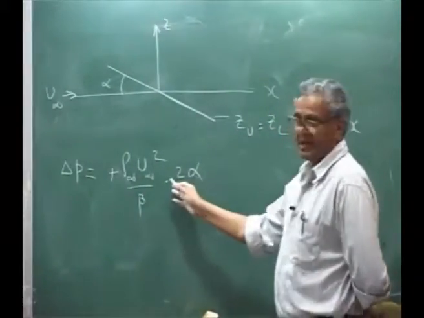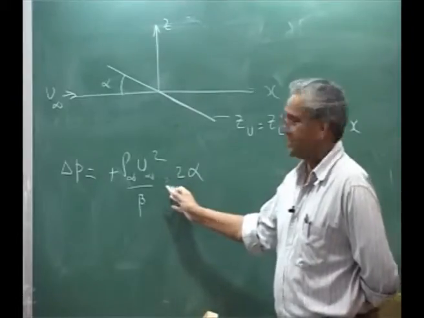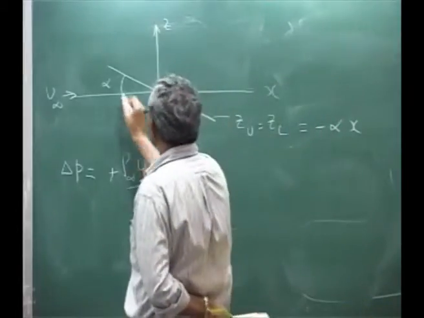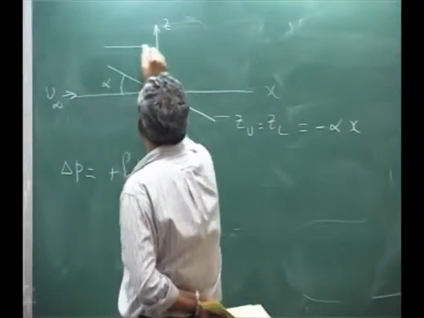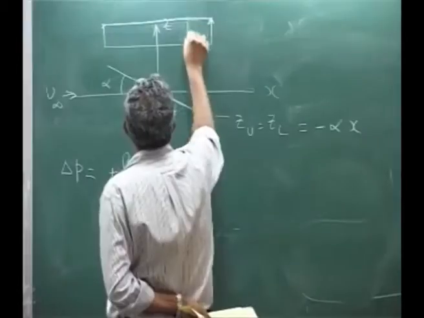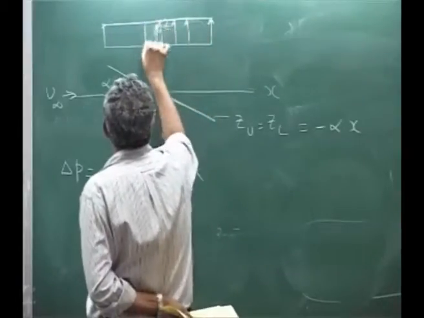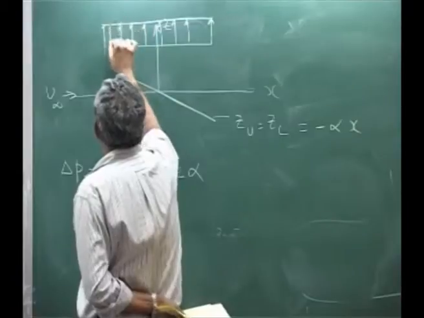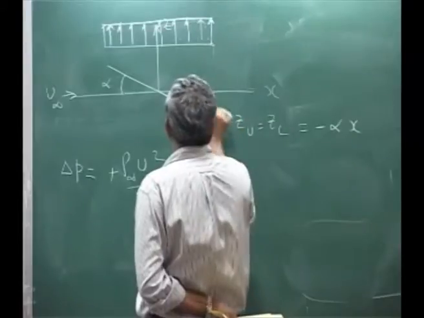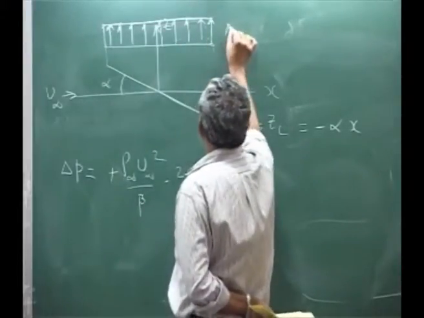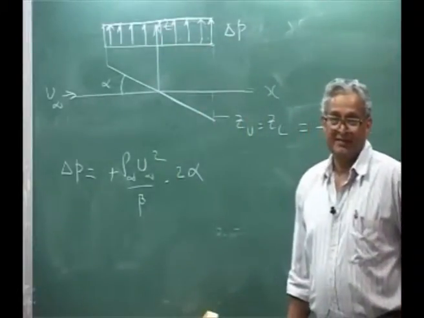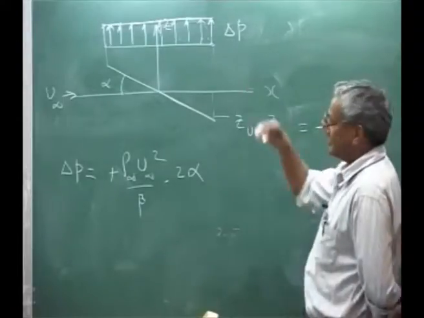Now the pressure difference is a constant, okay, because this is a flat plate. So your pressure difference will look like, exactly it will be like this, okay, maybe I will draw. The pressure is a constant, and this is my delta P, positive. That means I can get my lift.